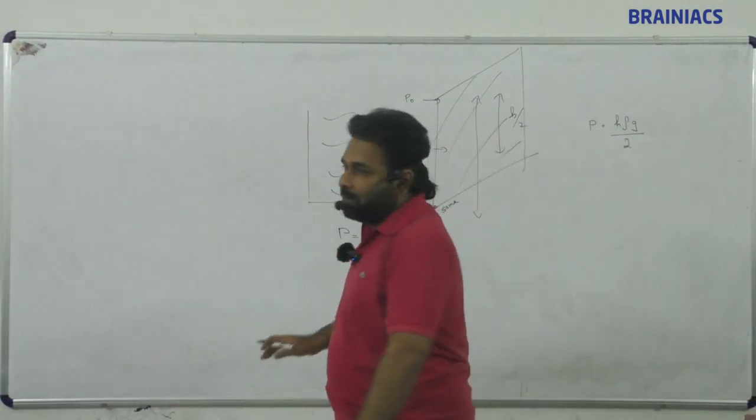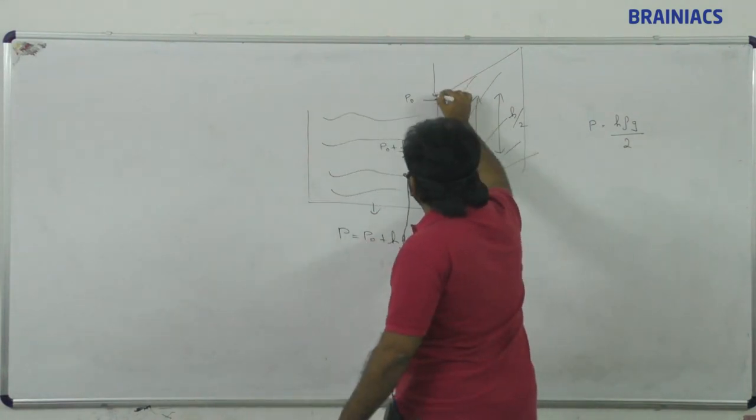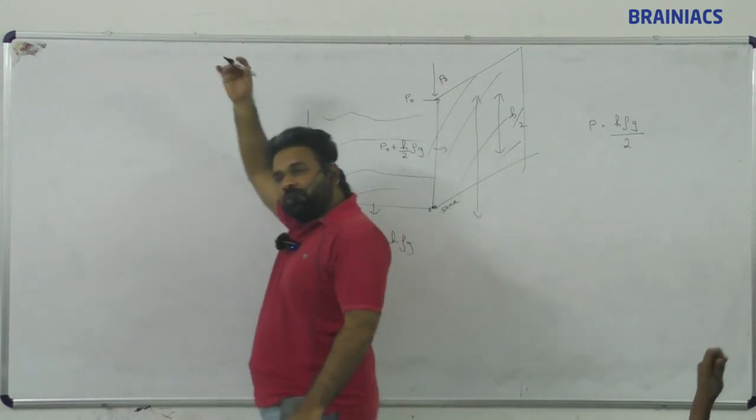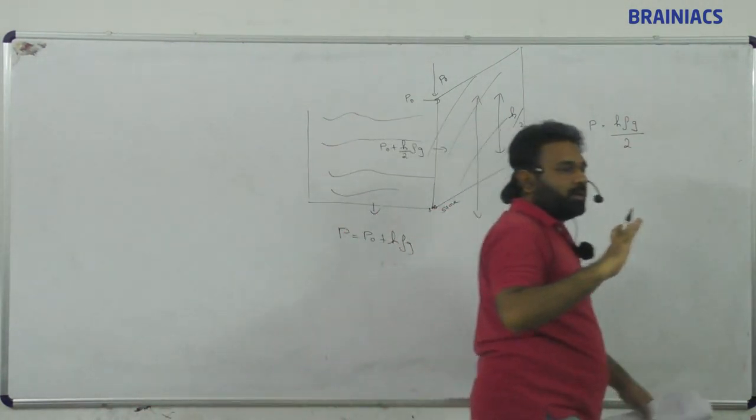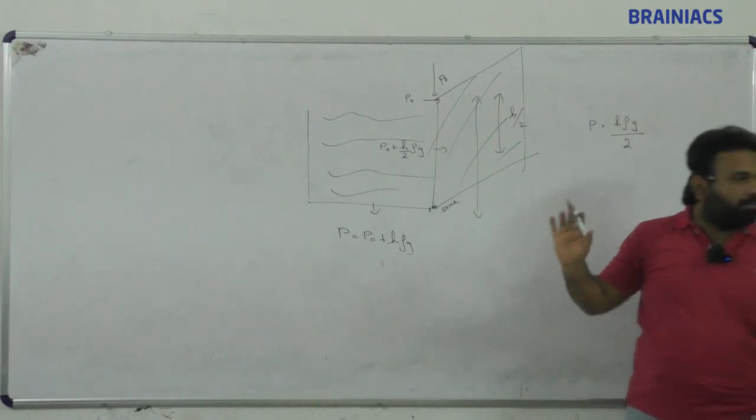Clear? And along with this, always there is the pressure P naught. So if absolute pressure is asked, then it is P naught plus H rho g by 2. Otherwise, gauge pressure means H rho g by 2. Clear or what?